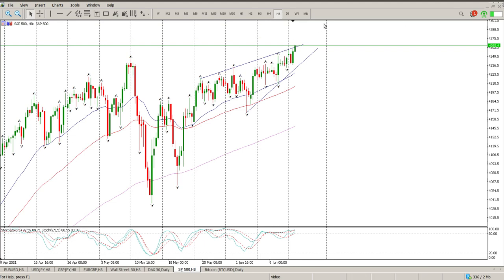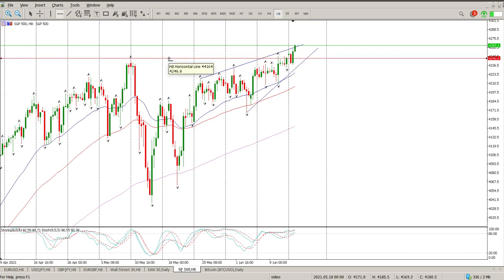Rising wedges are bearish. We do have a break above the previous high here, and I'm going to add another level because there is another fractional level right here. That is the current area of support. I won't say it's the floor at the moment, but 42.50 is the current area of support.